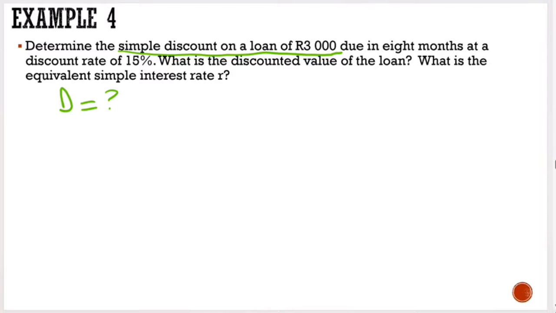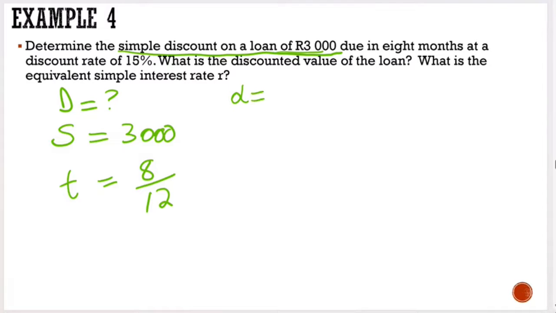So here, the discount of a loan, that means this is going to be your future value. Your future value, remember, has got a notation of S. So this is going to be equal to your 3,000. Okay, this is due in 8 months. So your T is equal to 8 months. If you are working with months, you have to divide that by 12 months because this is a shorter period than a year. Okay, so now your discount rate, the small d, is equal to 0.15.